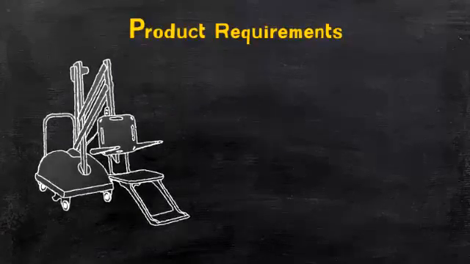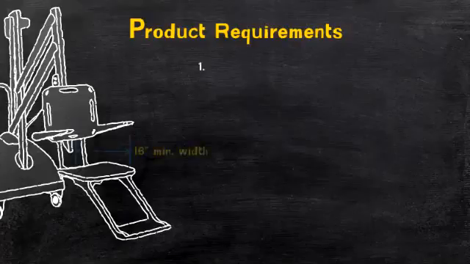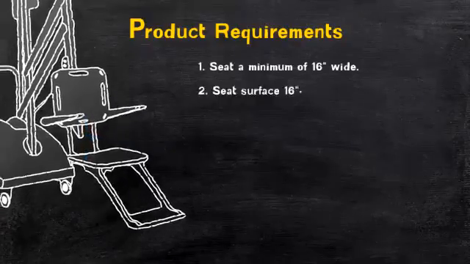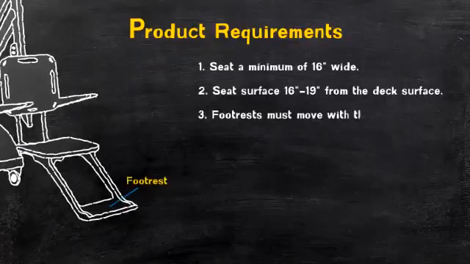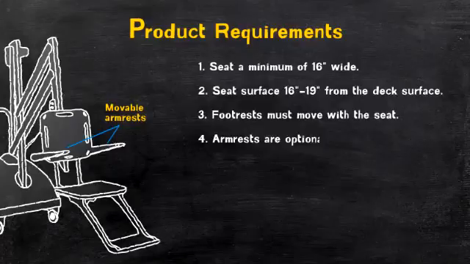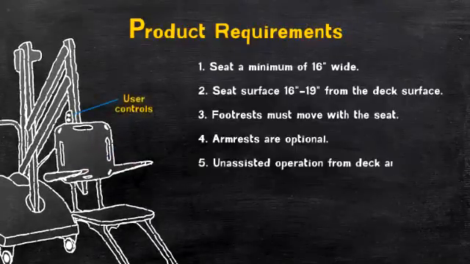First, there are the product or P requirements. The seat must be a minimum of 16 inches wide. The seat surface must be between 16 inches and 19 inches from the deck surface. Footrests are required and must move with the seat. Armrests are not required, but if used, the armrest opposite the water must be removed or fold clear of the seat. User controls must allow for unassisted operation from both the deck and water levels.